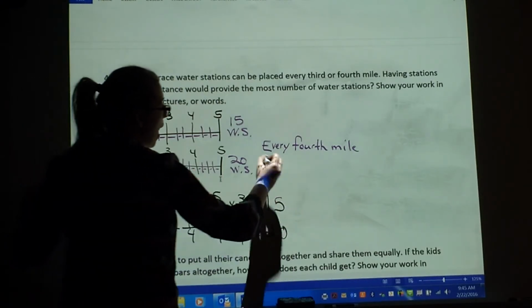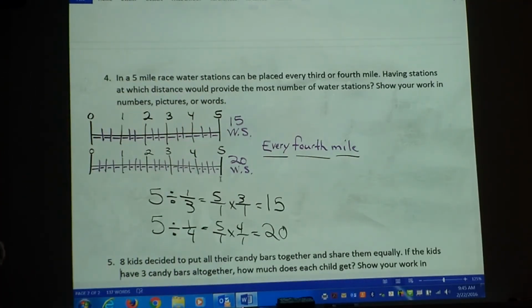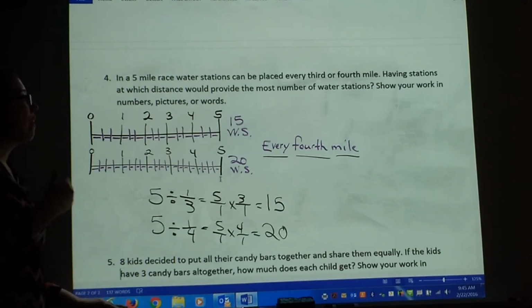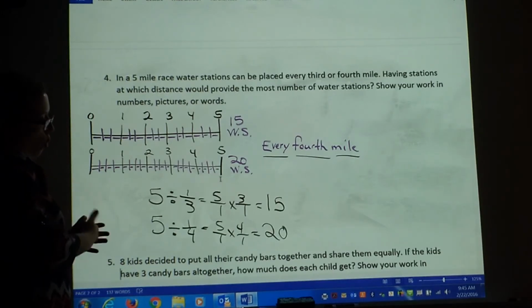And then once again, you have to actually answer the question. At which distance would provide the most number of water stations? Every 4th mile would actually provide the most water stations.